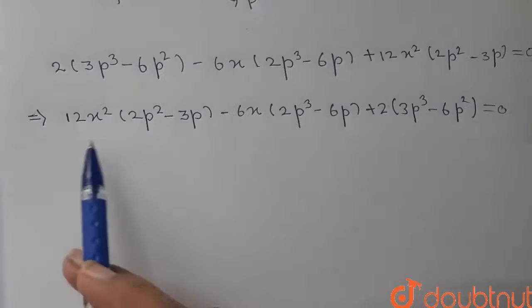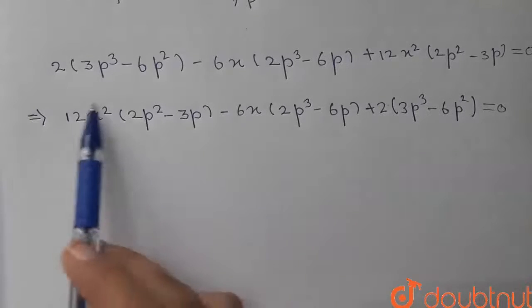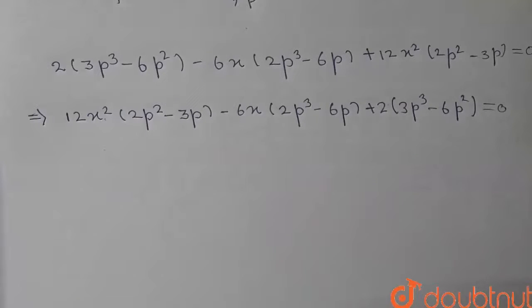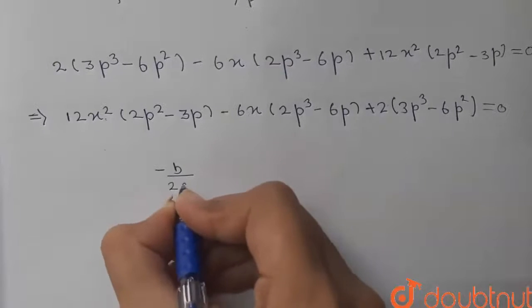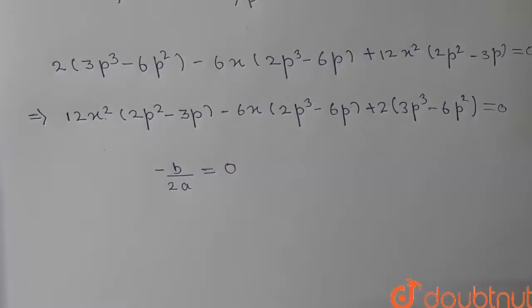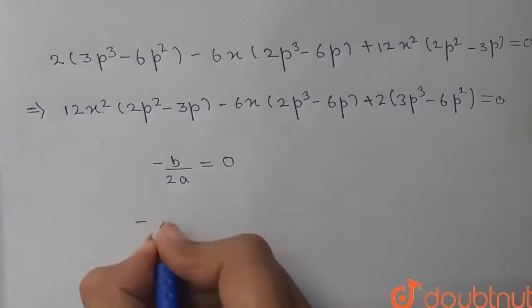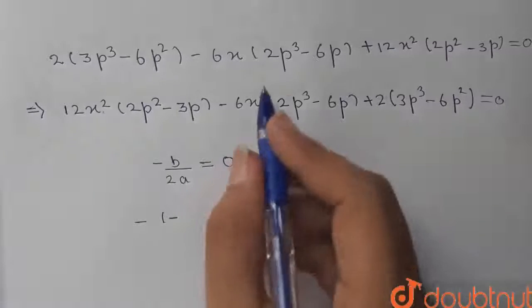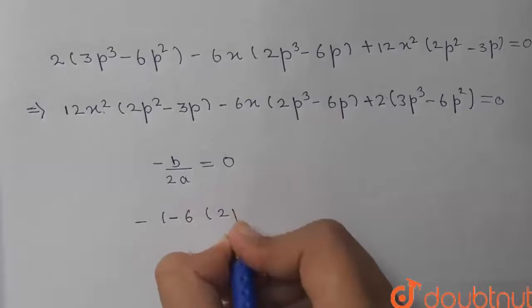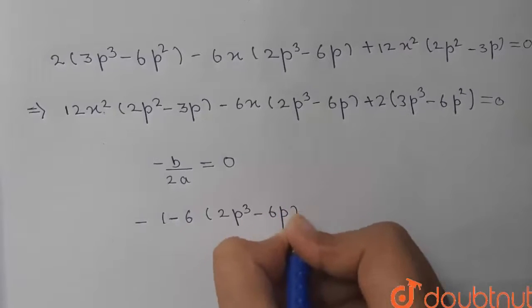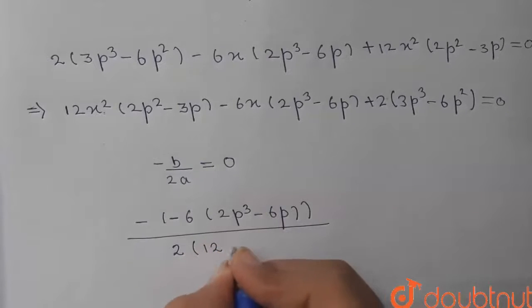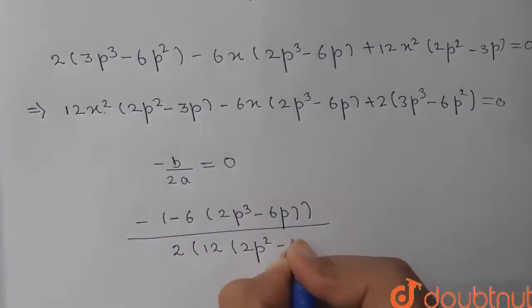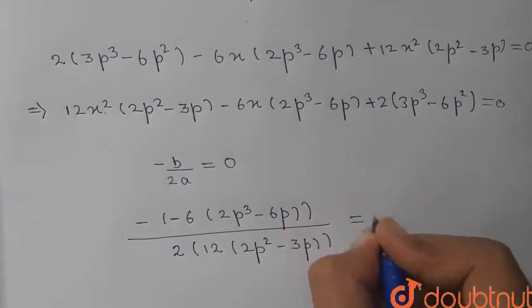Now we know that opposite sign and equal magnitude happens only when the minima of the x square, that is the minima, should be on x equal to 0. Its minima will be on the point minus b upon 2a, and this should be equal to 0. So we will just put here the values: minus of minus b, that is 6 into 2p cube minus 6p, divided by 2 into a, that is 2 into 12 into 2p square minus 3p, and this is equal to 0.